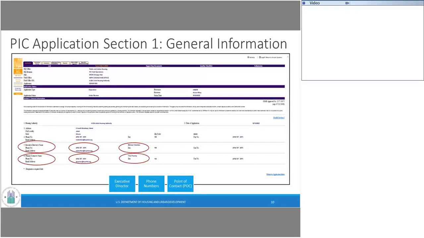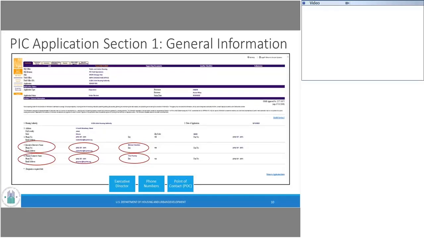So a lot of things could have changed since then. The executive director or the CEO may no longer be there, and the number may have changed. Definitely the email address is different. So it's very important that that particular information is updated. We would like to send the approval letter accordingly.